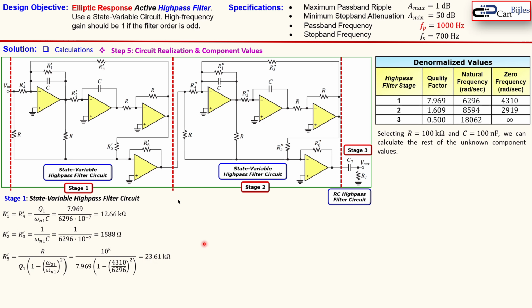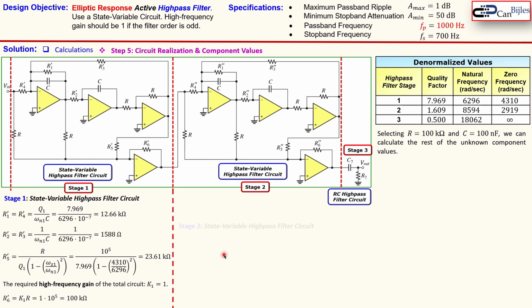Now it was required that we have a high frequency gain of 1. So if the filter order was odd, now we have a fifth order, so that means n is 5, so it is indeed odd. So that means we need to choose k of 1 in total. Now this is the first stage, so we select k1 is 1. And that is then, using the formula here, we can calculate now the R6 prime, which is shown here, and it will also be then 100 kilo ohm by using this formula.